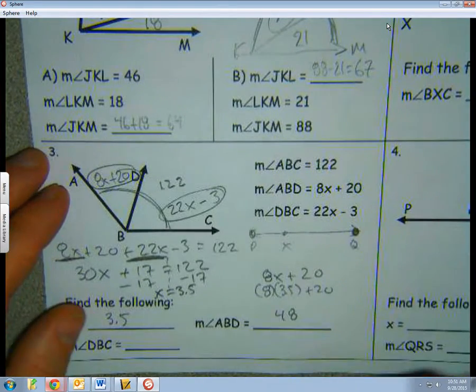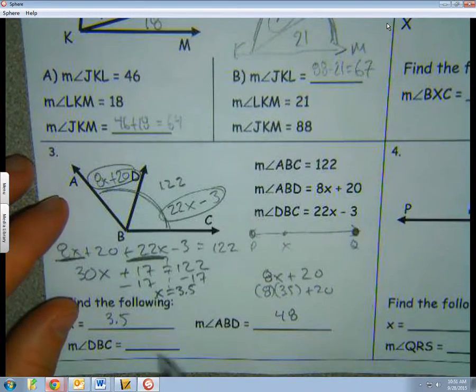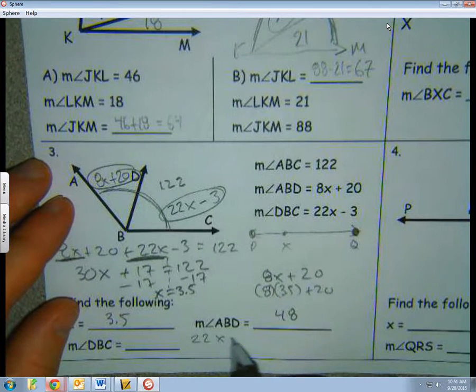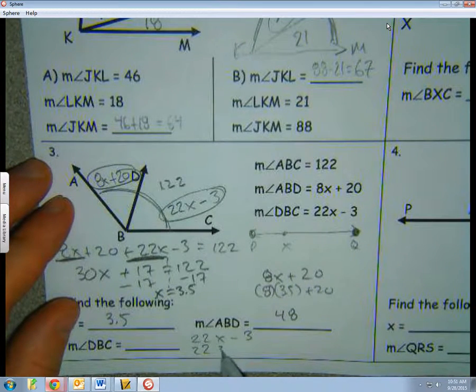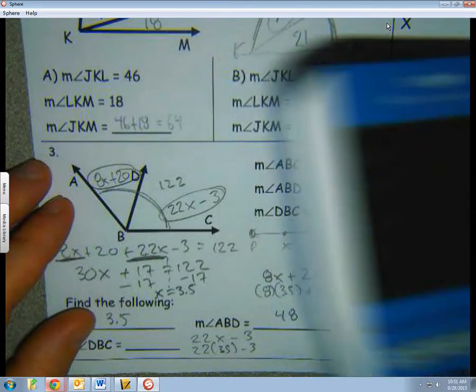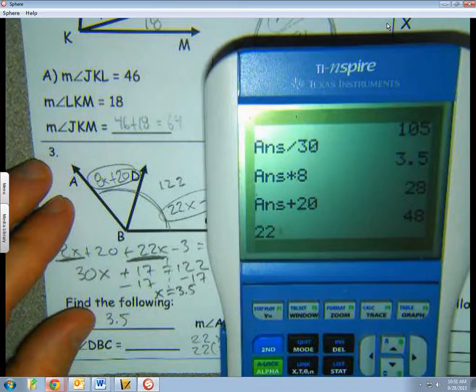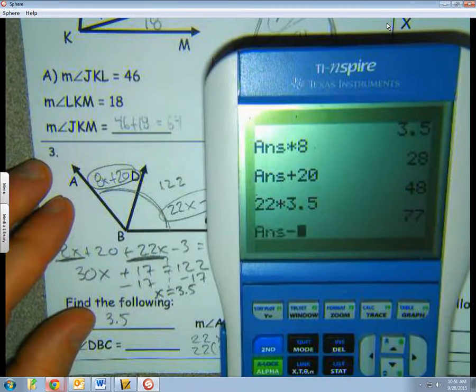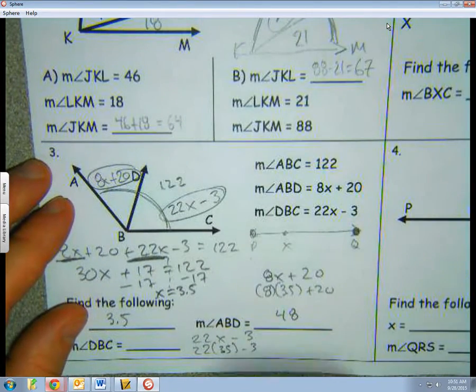Okay, 48 here. Plug it in over here. 22 times x minus 3. 22 times 3.5 minus 3. And then just plug it in. 22 times 3.5 minus 3. 74.